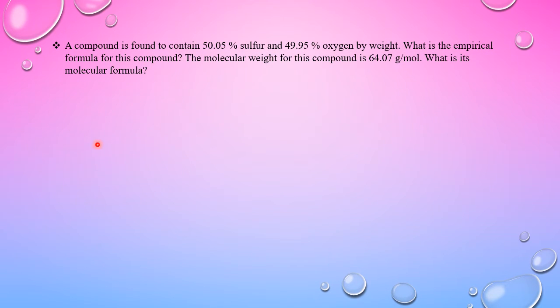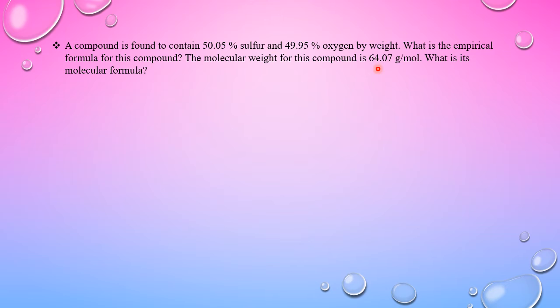For example, a compound is found to contain 50.05% of sulfur and 49.95% of oxygen by weight. So what is the empirical formula of this compound? The molecular weight of this compound is 64.07 gram per mole. So what will be its molecular formula?